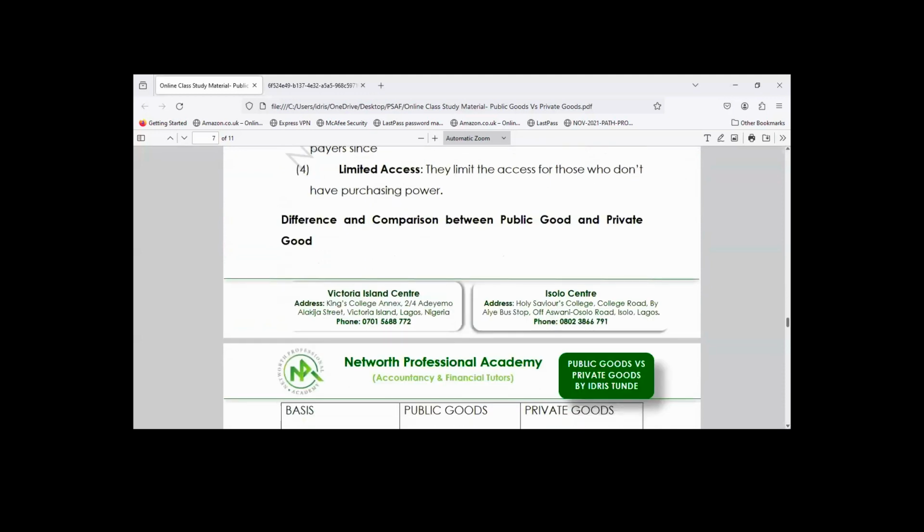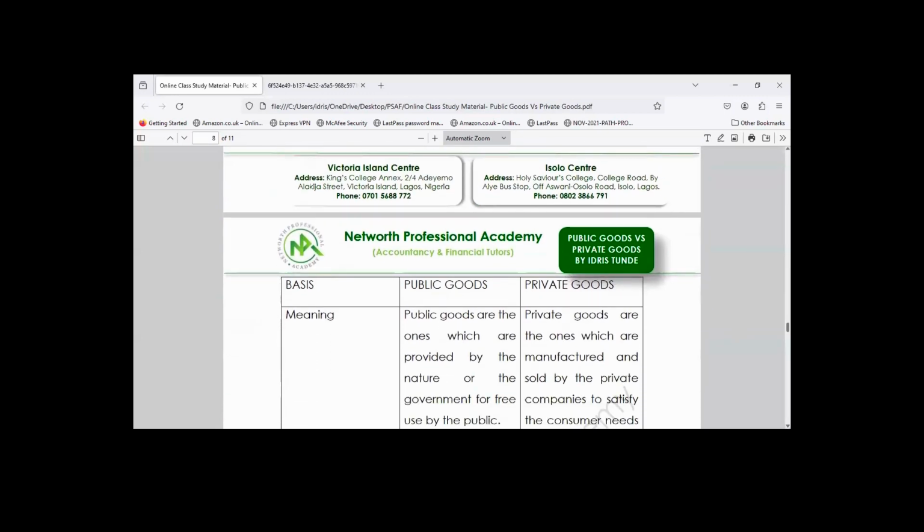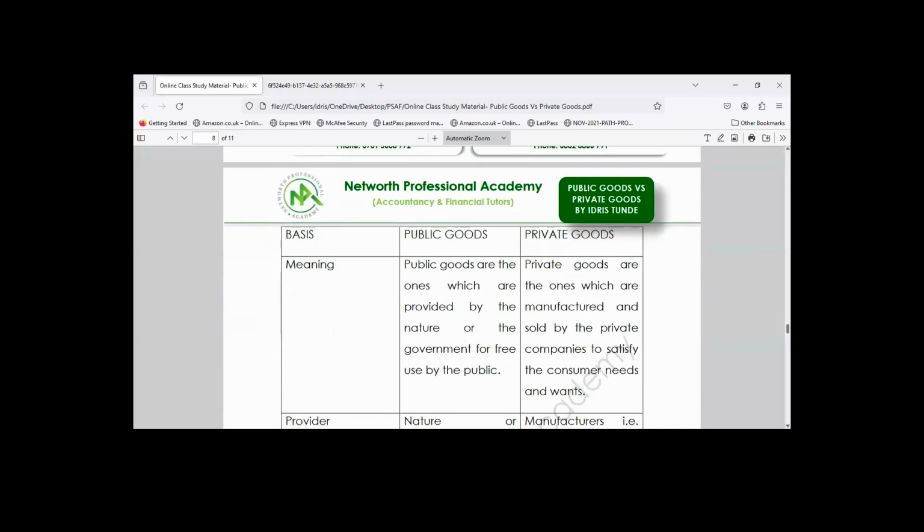Now, for the sake of time, let's differentiate between public good and private good. That is the main question you can be asked in an exam. They can ask you, what is the difference between public good and private good? Or what are the features of private good? What are the features of public good? These are the areas that I'm expecting this time around.